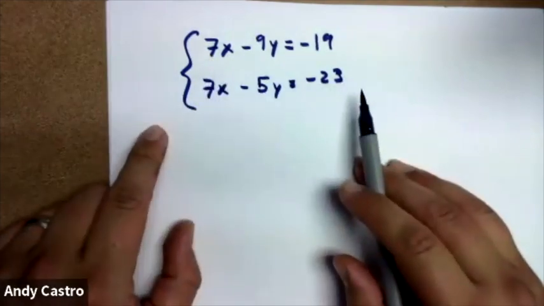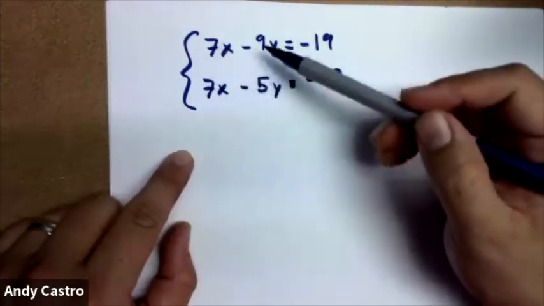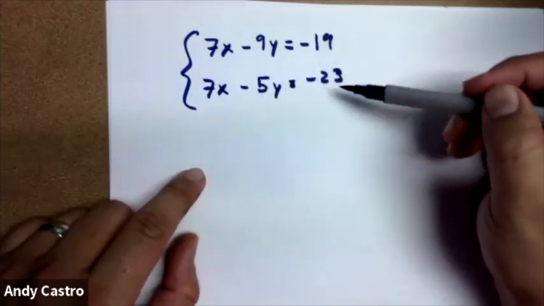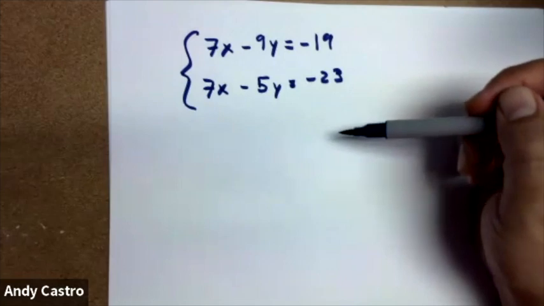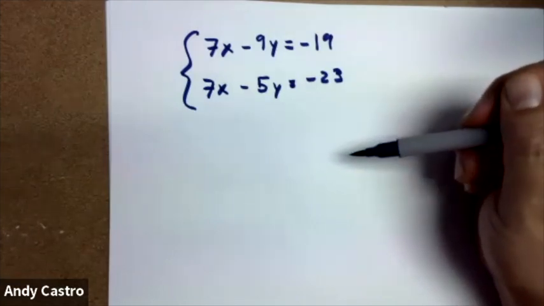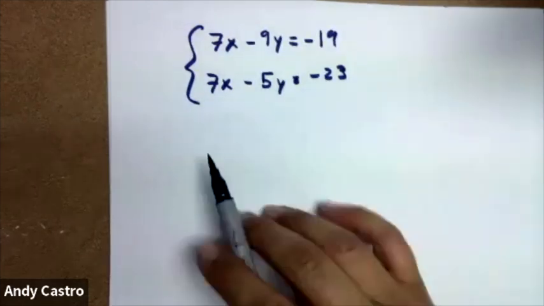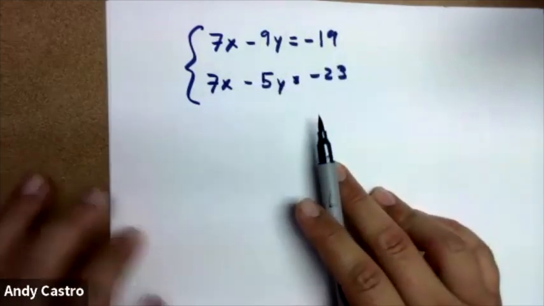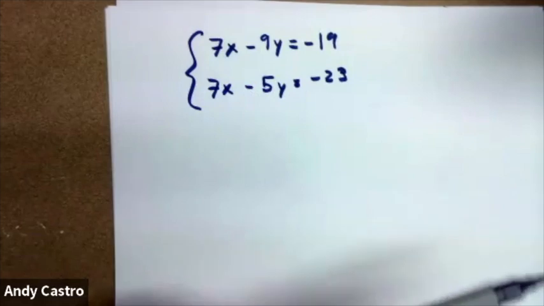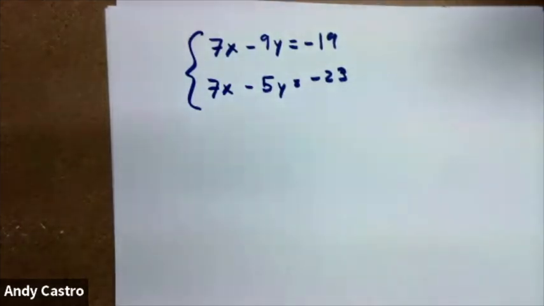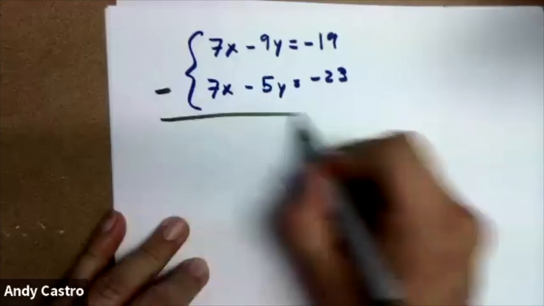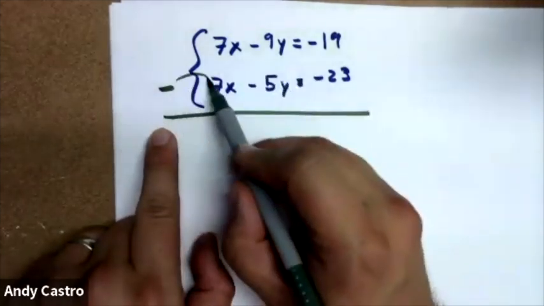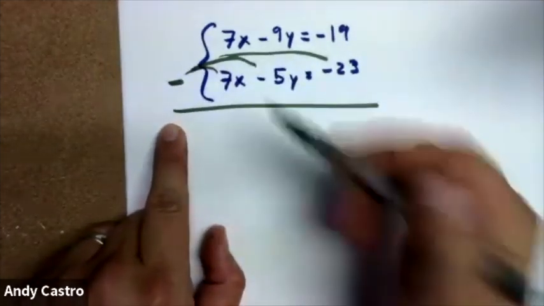If we were to add these two equations, this would give me a 14x. This would give me a negative 14y. And this would give me a negative, let's see, 42, I think. Yeah. So obviously, if we just add them together, we don't eliminate anything. However, if we subtract, we switch colors here. If we subtract these two, now remember, this subtraction is going to have to go into each one of these, okay? So let's keep that in mind.